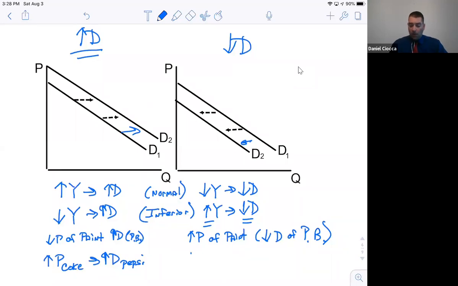If all of a sudden there was a decrease in the price of Coca-Cola, well, we would move along the Coca-Cola demand curve. There'd be no shift of Coca-Cola. But if this graph was Pepsi, we would shift the Pepsi curve to the left. There'd be a decrease in the demand for Pepsi. Why? Because people would go buy the Coke because it's on sale. And as a result, the demand for Pepsi would fall, even though Pepsi's price hadn't changed.